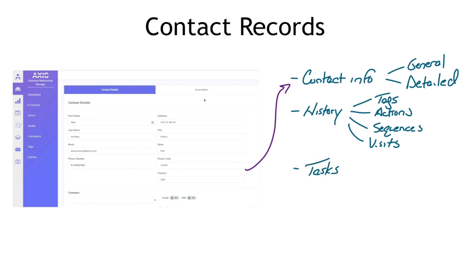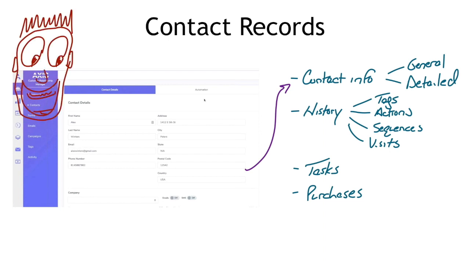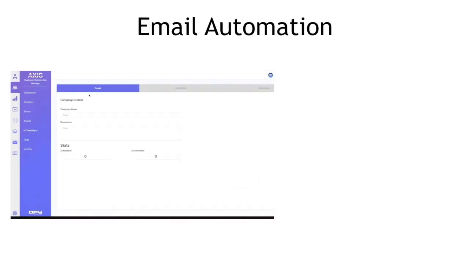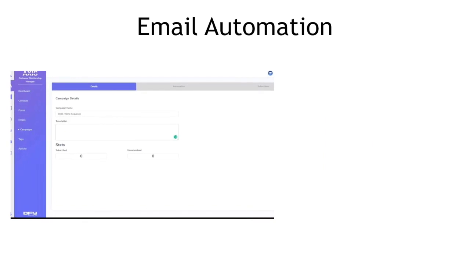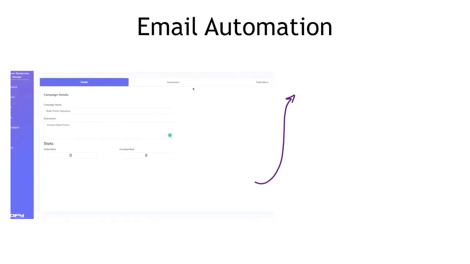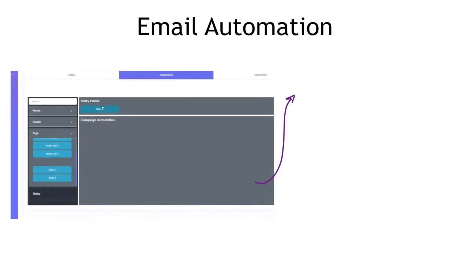Then of course, any tasks associated with that person, any purchases that they would have made, and their overall lifetime value. So all good metrics. Their lifetime value is nice because you can sort based on it, so you can send things to your best buyers.